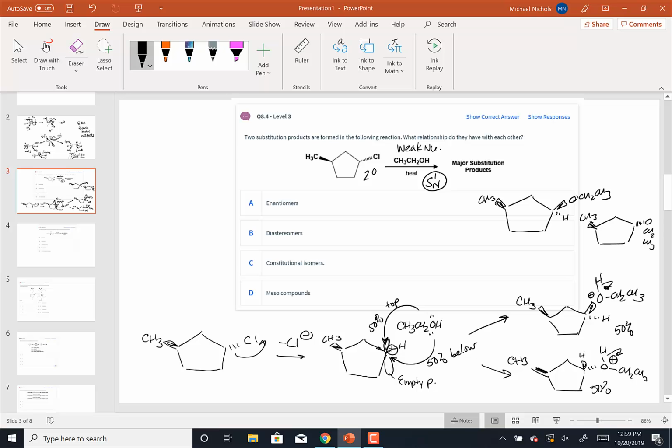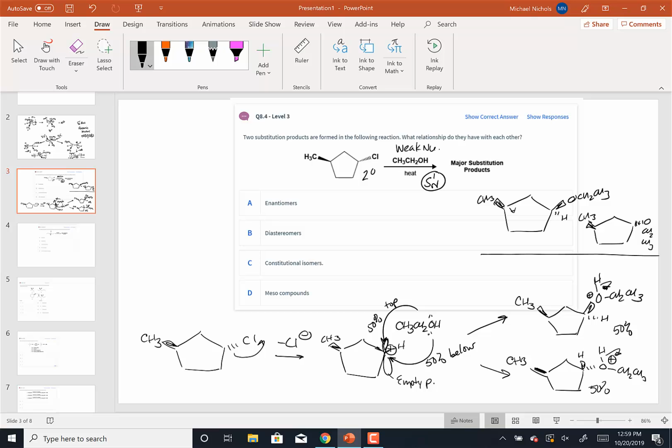Because the final answer to the question is, what's the relationship between these two molecules? Well, this chiral center with the CH3 is the same in both cases, and the chiral center that the OCH2CH3 added to is opposite in both of those products, which makes those two molecules diastereomers. Okay, so these are the two products of the reaction. What's their stereochemical relationship? They are diastereomers.